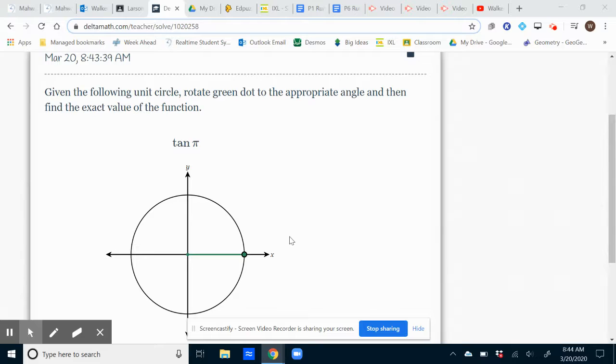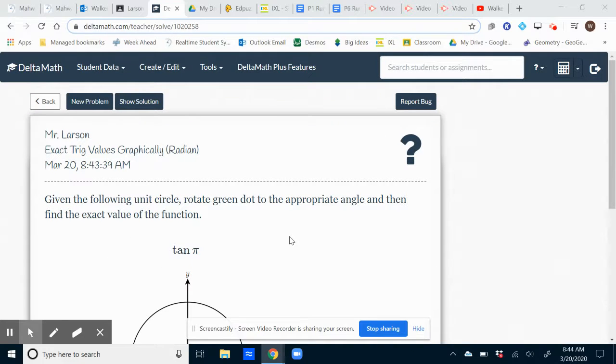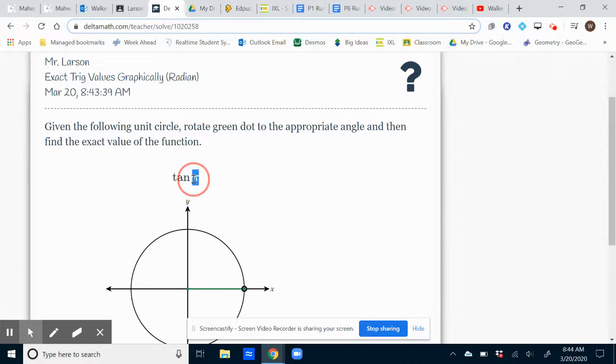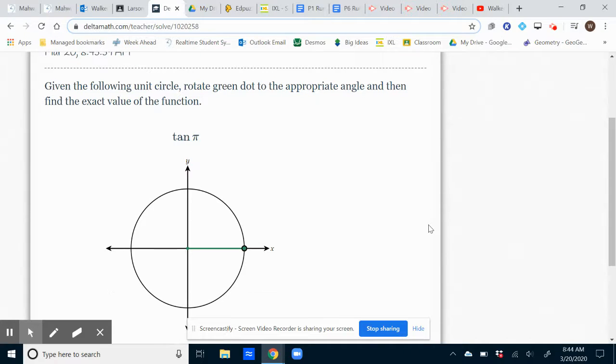So the next skill on DeltaMath today, it's the same thing that you did earlier, except now the angles are going to be given to you in radians. Okay, so tangent of pi. So you have a few choices. First, you are always welcome to convert. I think it's a waste of time, but I know a lot of you prefer to be in degrees, and so you are welcome to convert and do your angle in radians.